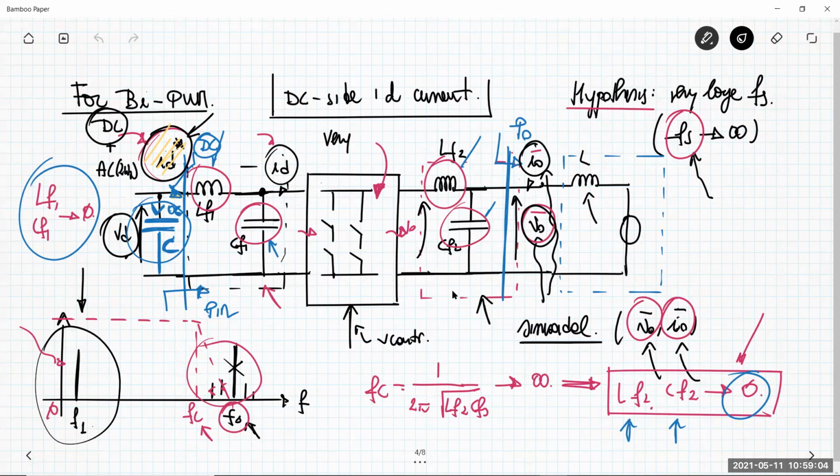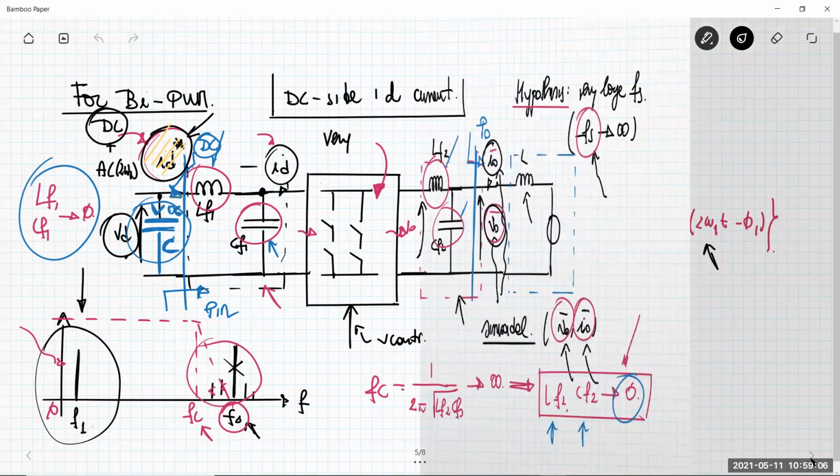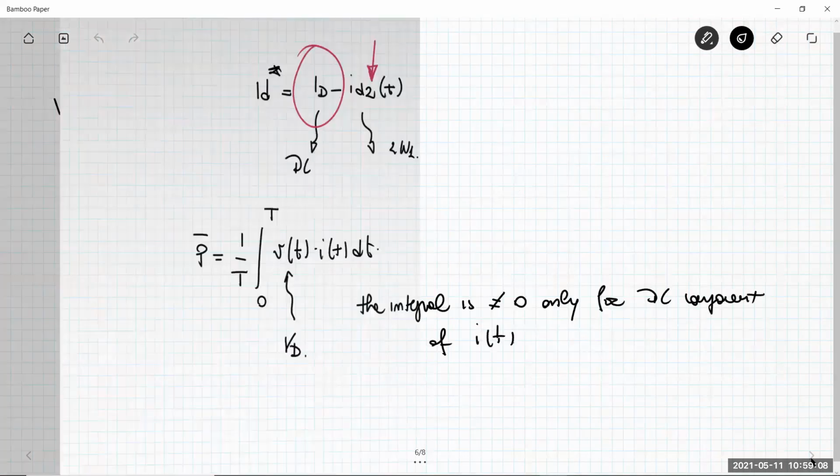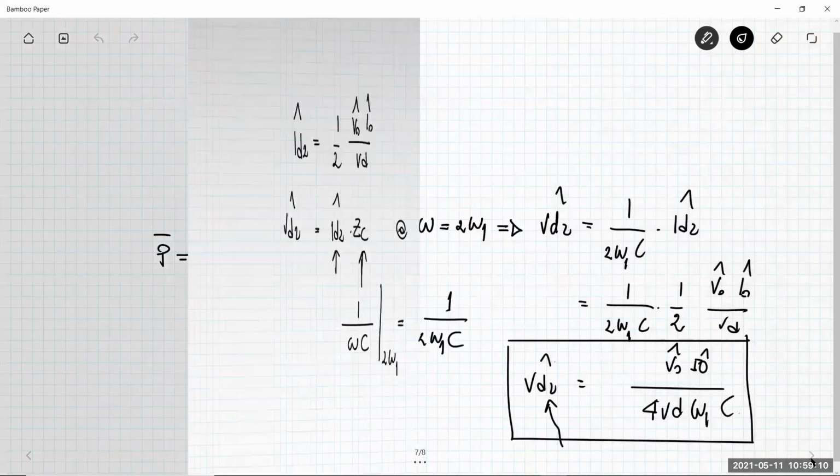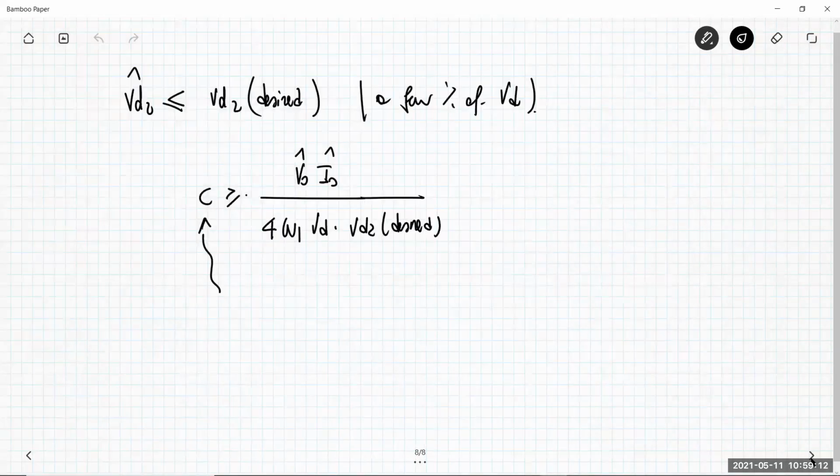So basically, this capacitor should be designed merging the different kinds of requirements it may have. For example, also this one. So you can have a capacitor larger than several different conditions depending on what you are considering. And this is one of the conditions you have to respect for the bipolar pulse width modulator.